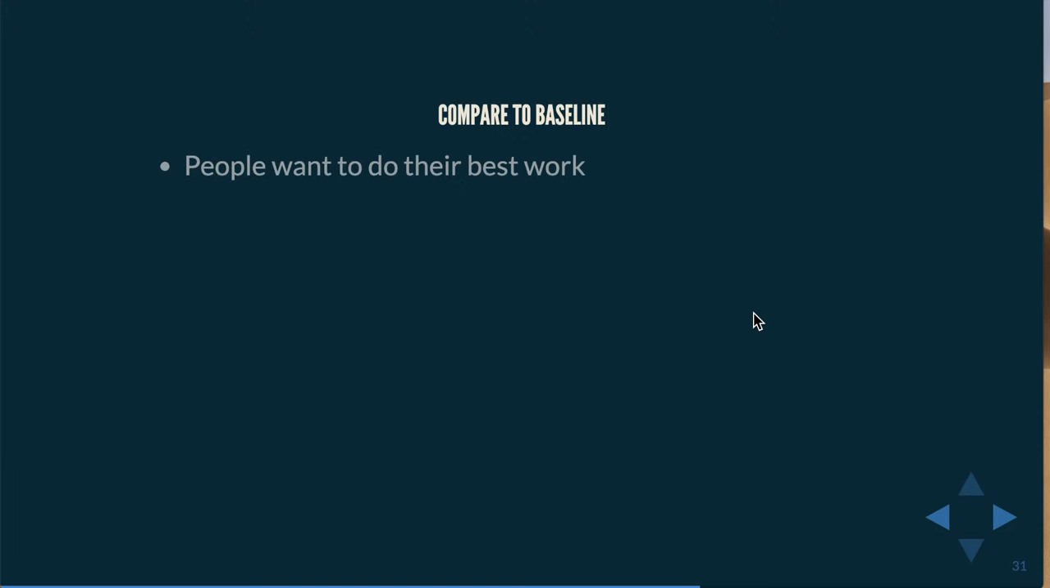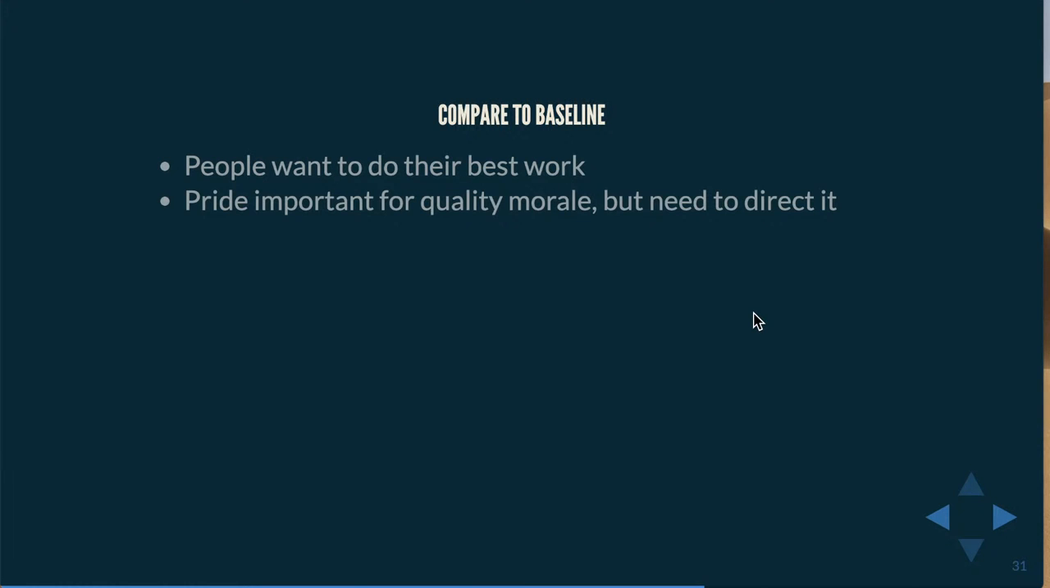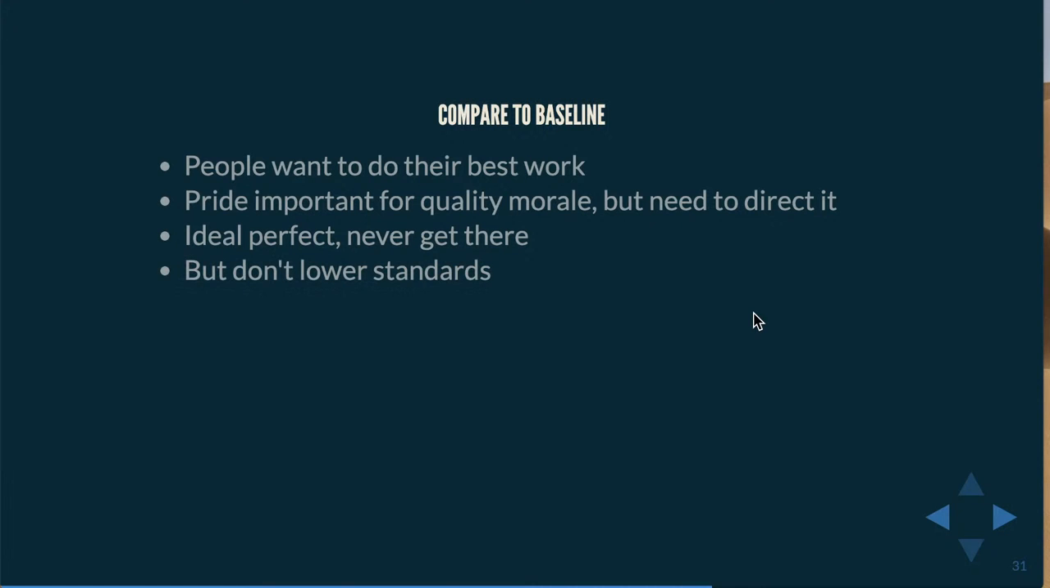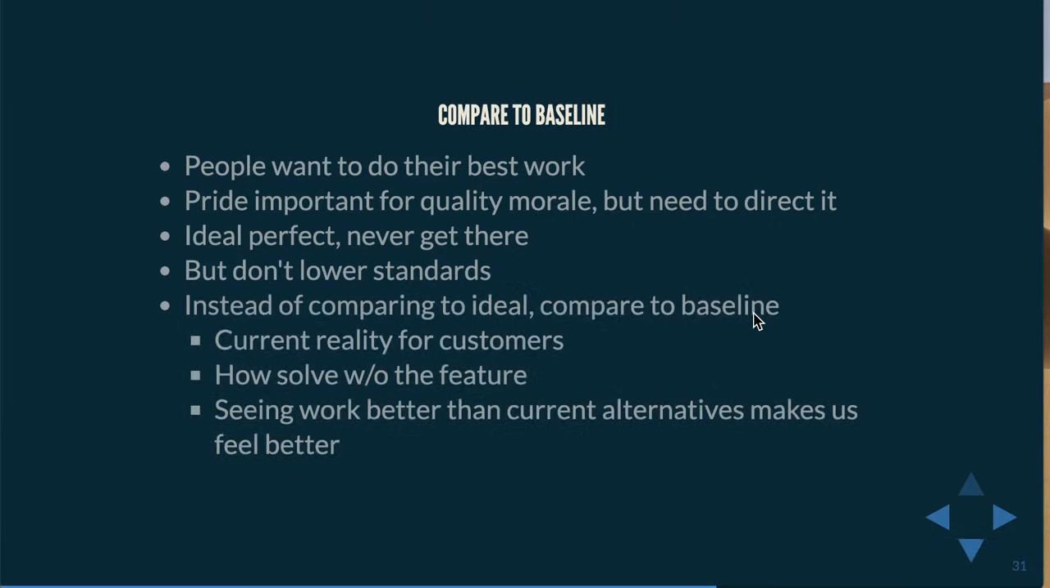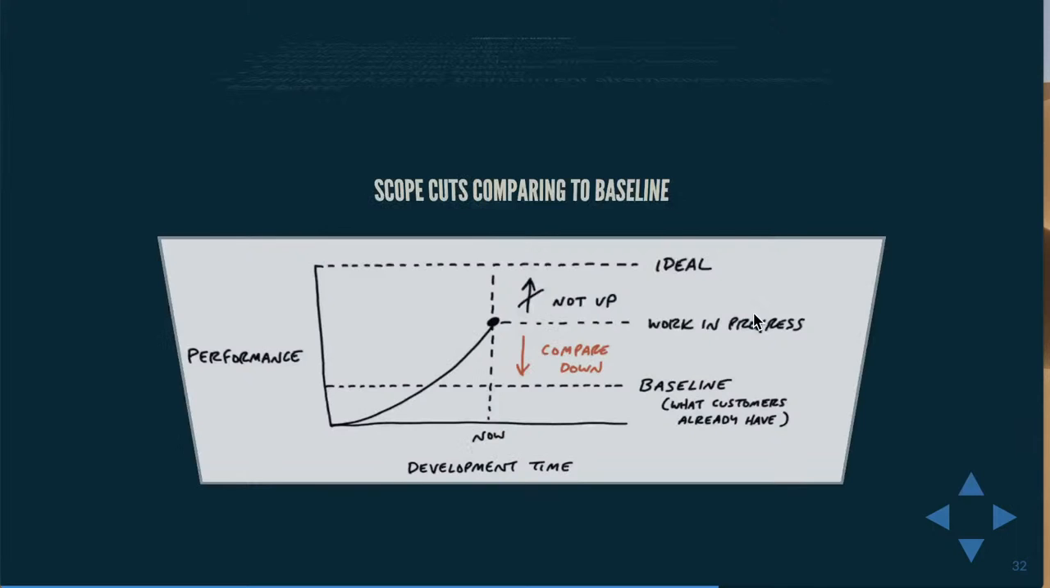Everyone wants to do their best. Pride is important for morale, but we need to direct it. We don't want to constantly perfect everything and get stuck. The ideal result of perfect is impossible to get to, but don't lower your standards just because it's impossible. So instead of comparing to the ideal, compare to the baseline. What is the current reality for customers? How do they solve it without this new feature that we're going to fix? See how much better the work you're making is versus the other one. It will make us feel better when we say, look, this is really better than what I had before.